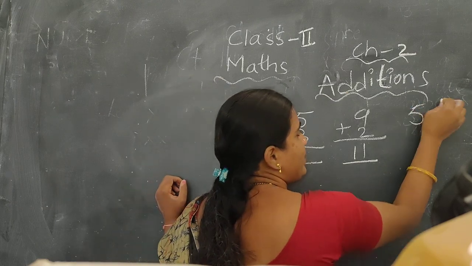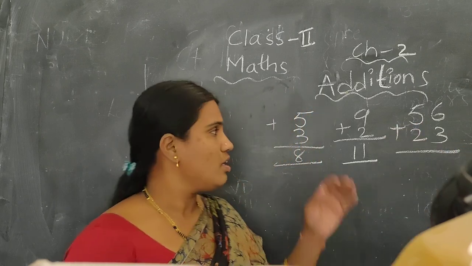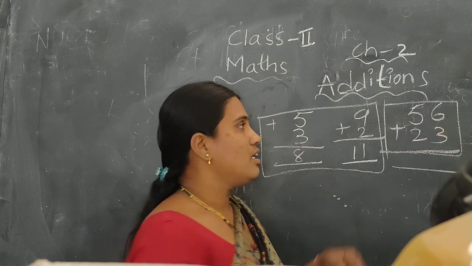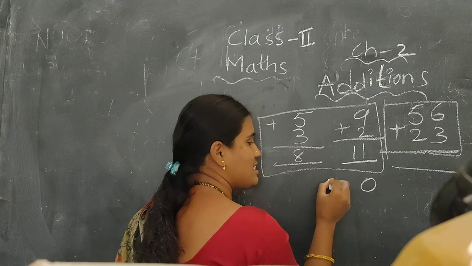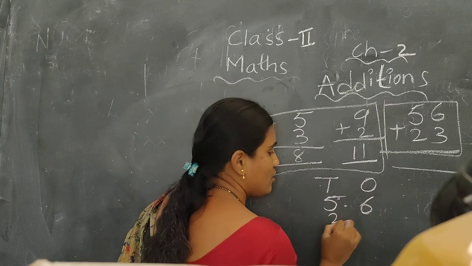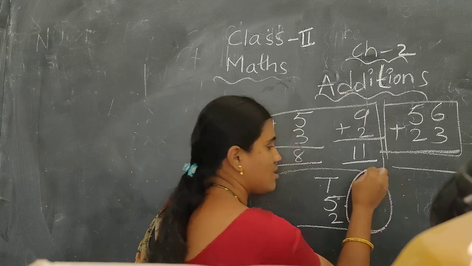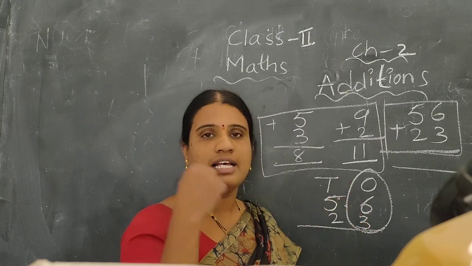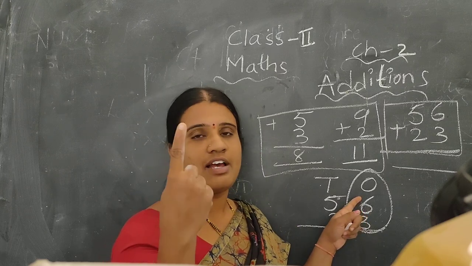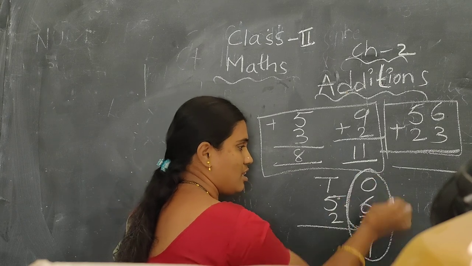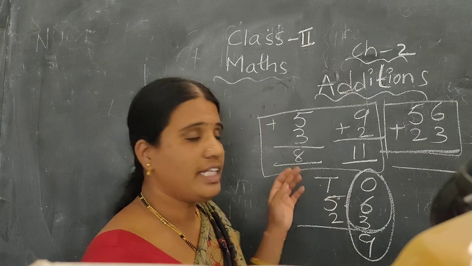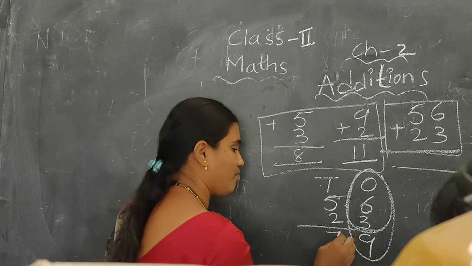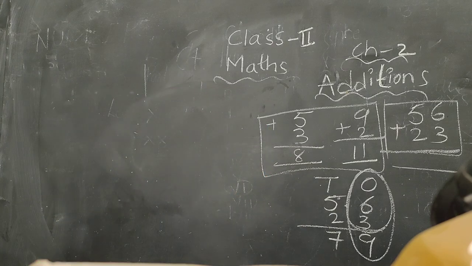And 2 digit numbers, 56 and 23. These are the 1 digit numbers and these are the 2 digit numbers. When we are writing the 2 digit numbers, we have to do the 1s and 10s separately. First we do the 1s place addition: 6 and 3. After 6 you have to count 3 numbers: 6, 7, 8, 9. So in the 1's place, the addition is 9. Next, in the 10's place, 5 and 2. That means after 5 we have to count 2 numbers: 5, 6, 7. In the same way, 3 digit numbers also.